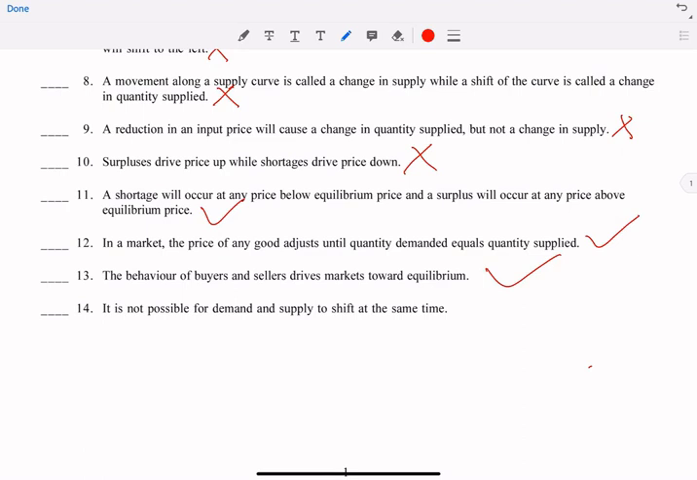Okay, 14th. It is not possible for demand and supply to shift at the same time. Well, this is obviously wrong. We have talked about this in the lecture note, and we actually did two practices to examine how market equilibrium will change when both supply curve and demand curve change. And again, let me remind you that if both supply curve and demand curve change, then there is always one thing which is uncertain. It's either price uncertain or quantity uncertain. So you have to be careful when you're answering your question, right?